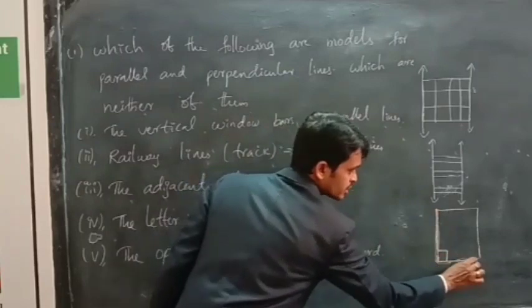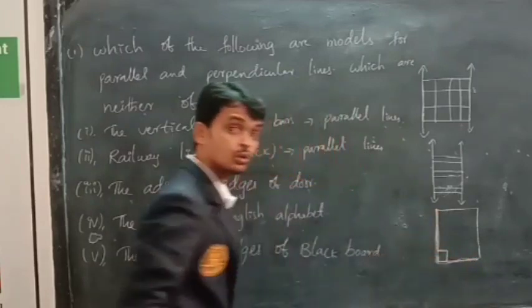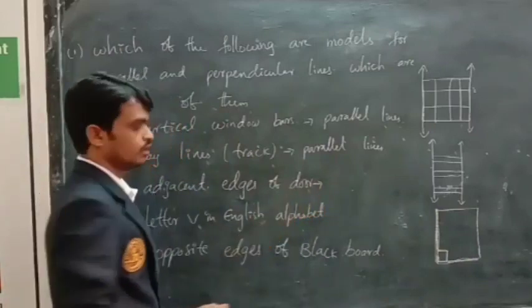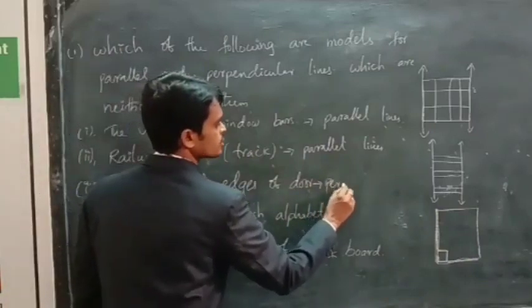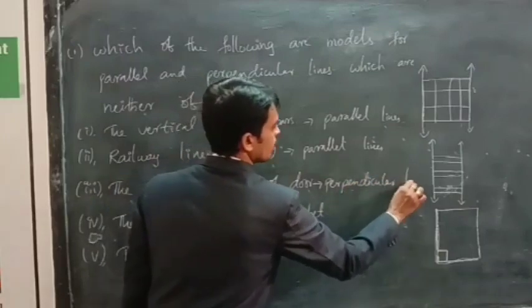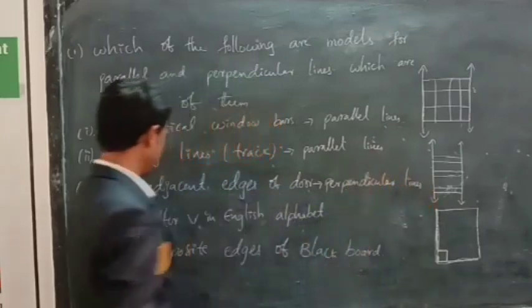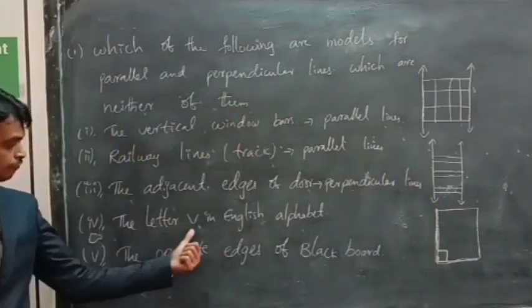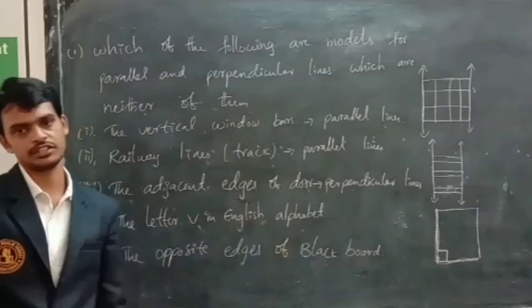Then these two adjacent edges of a door are called perpendicular lines. Which type of lines? Perpendicular lines.